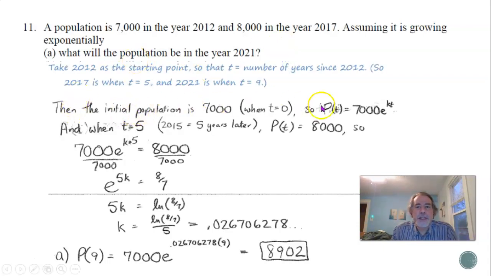Growing exponentially means it's like P of t equals some number times e to the some number t. And the number out in front would be like the initial value, the value for when t is 0. So we can make it easy on ourselves if we set it up so that our starting point is the year 2012, when t is 0. So t stands for how many years it's been since that starting point of 2012. That means that 7,000 is the initial population corresponding to t equals 0.